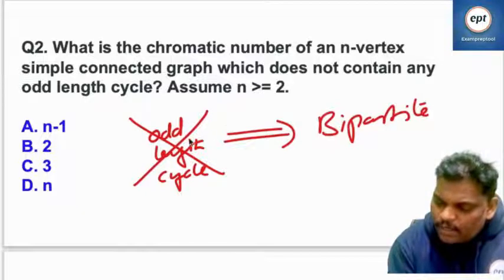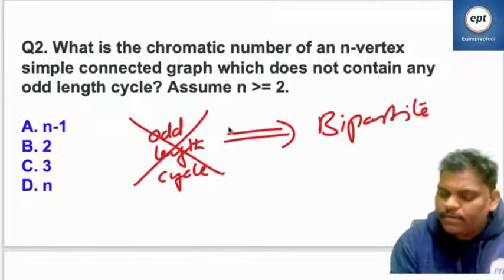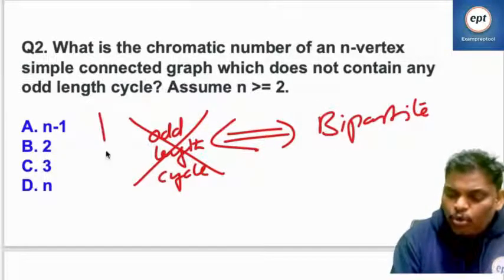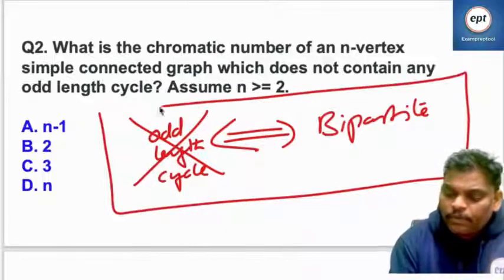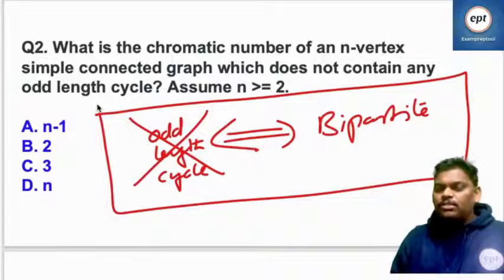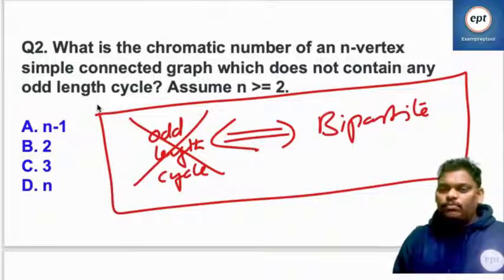Right? Next one. Odd length cycle not exist, then bipartite. And one more thing: if it is a bipartite, odd length cycle does not exist. It is true on both sides.